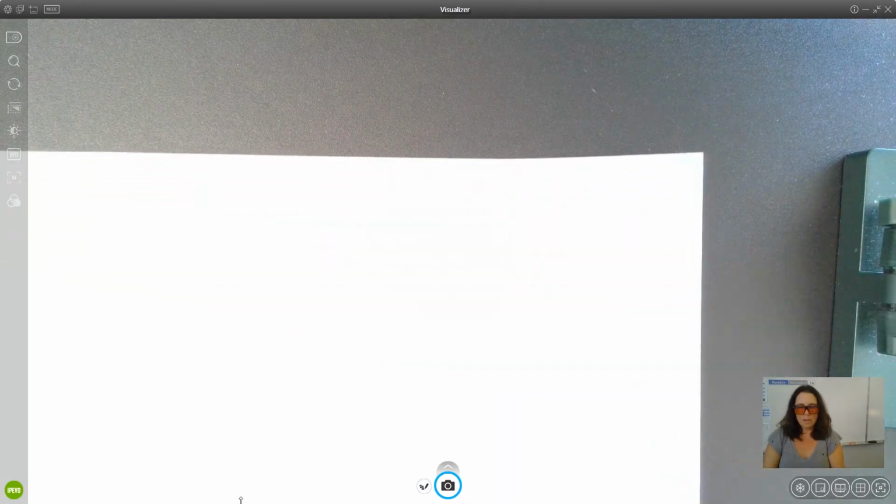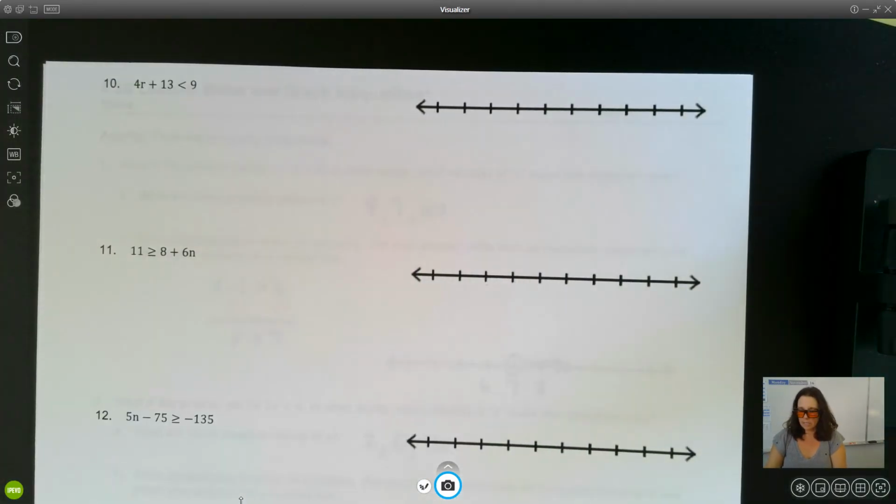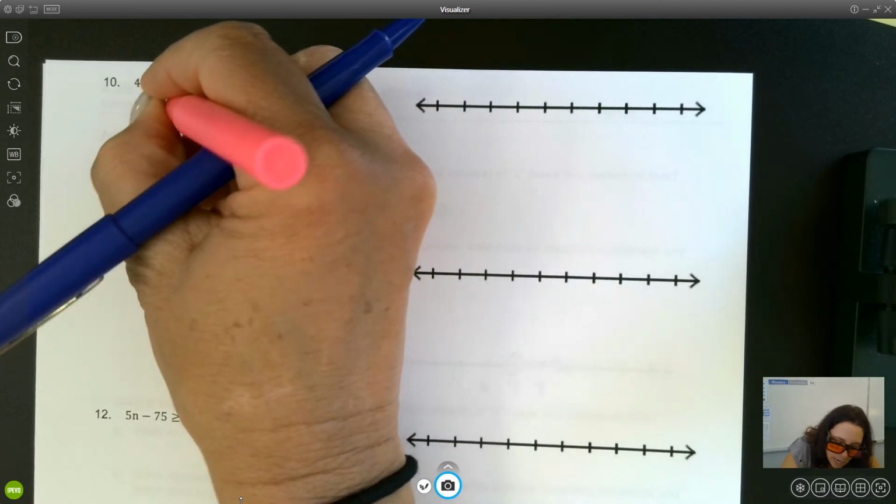A few more, and they're getting harder as we go. Okay, so we're going to subtract a 13.